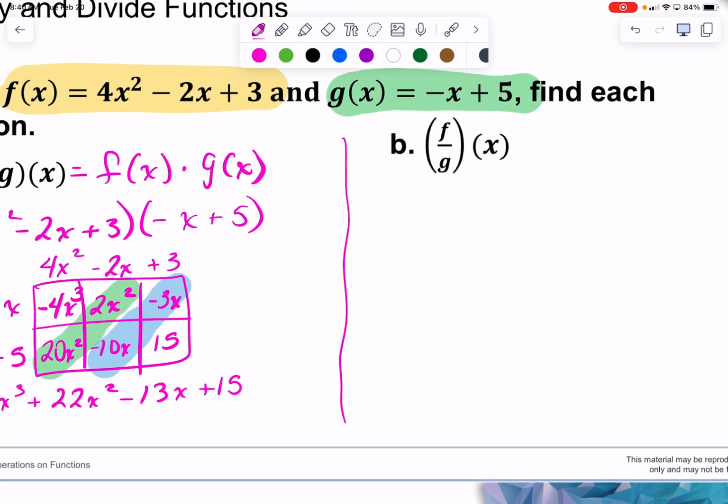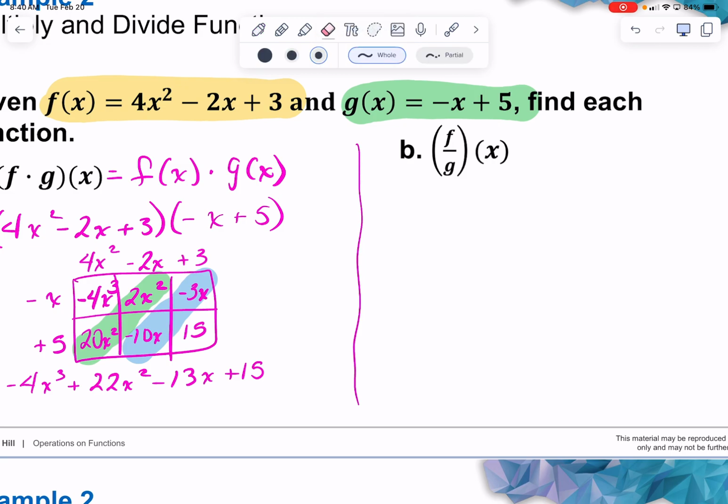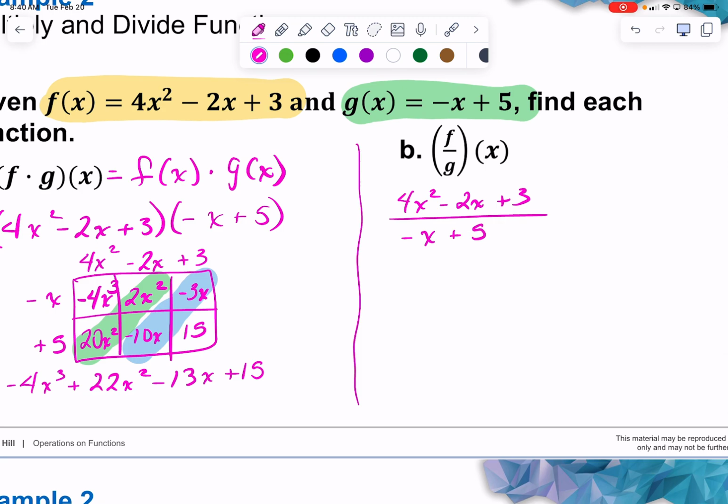Okay, let's do f divided by g of x. So that's going to take all of f of x, which is 4x squared minus 2x plus 3, and divide it by all of g of x, negative x plus 5. Now, we have to remember to say what x can't be if it's 0. What x value will make that denominator 0? If you don't know, take the denominator and set it equal to 0 and find out, right?